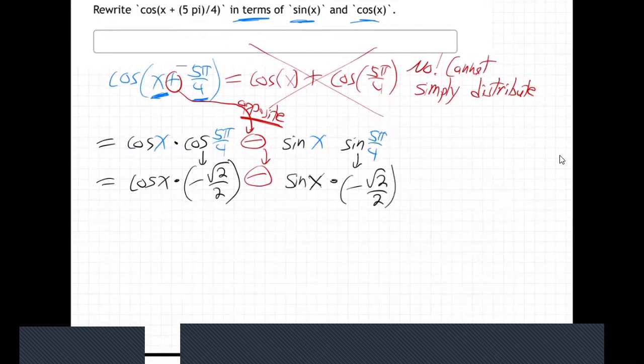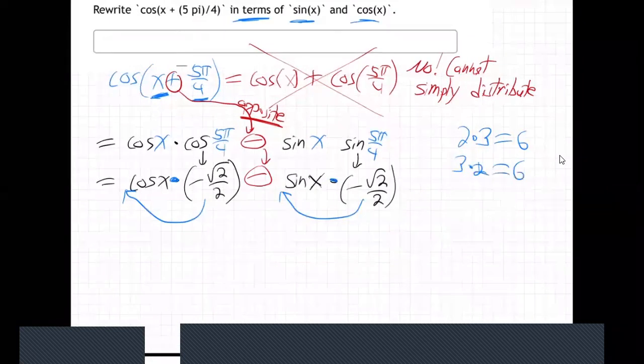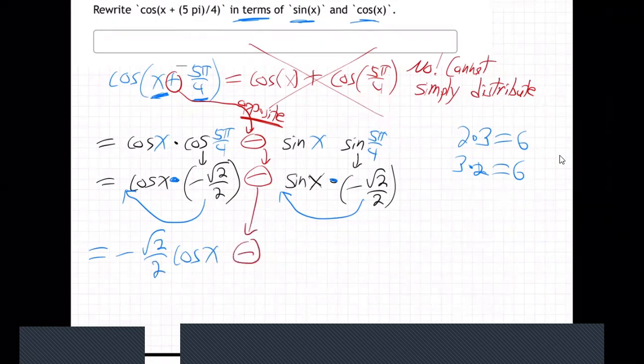Well, I would suggest that you put these numbers in the front of the x's, in front of the sine and cosines. Why? You don't have to, there's no rule, but I think it would help your eyes to see what's happening better. You know that you can switch, these are just times. You can switch the order of multiplication. You know that 2 times 3 is 6, just like 3 times 2 is 6. It doesn't matter what order, right? So I can say, okay, I'm just going to put the negative root 2 over 2 in the front of the cosine x. Bring down this minus sign carefully.